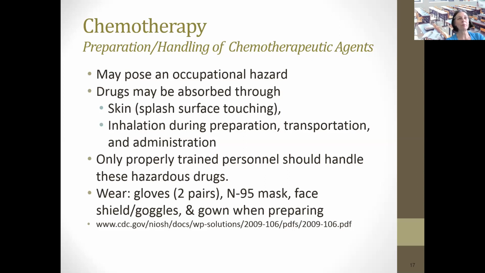Quite often with PPE, we might be protecting the patient from us, because in chemotherapy the patient's immune suppressed. But when we're administering chemotherapy, we're protecting us from the splash and the hazardous chemicals. We're not protecting us from the patient's sputum or blood, but we are protecting us from the agent that we're giving.